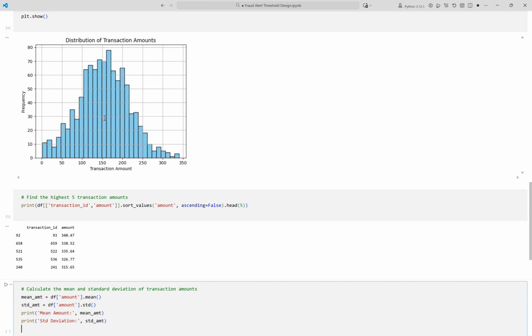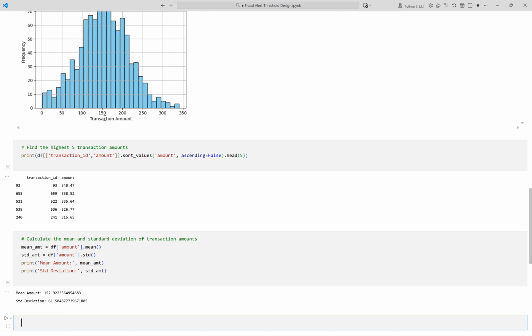Running the cell now. Here, we calculate the average transaction amount and its variability to understand what typical spending looks like. The mean of about 153 and a standard deviation near 62 suggest most transactions cluster around this range, guiding where we might set thresholds for unusual or potentially fraudulent activity. This foundational insight helps us distinguish normal behavior from outliers in later analysis. Try calculating these for each channel or transaction type for deeper insight.